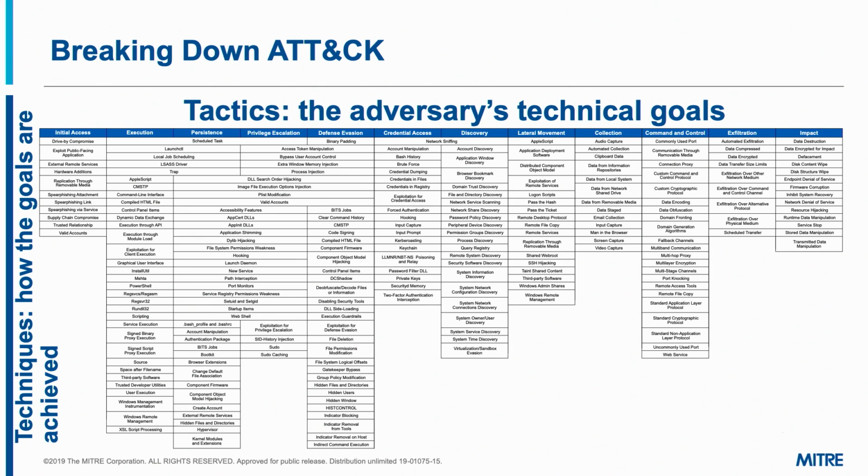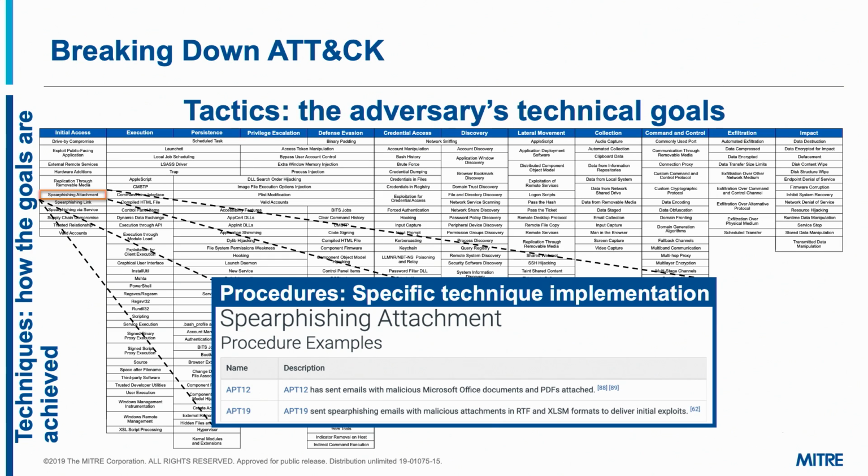So if you're used to tactics, techniques, you might be expecting next procedures. So behind each of these techniques is a lot more information, including these procedure examples. So instead of just how the goals are achieved, these are specific ways that specific adversaries have actually accomplished these goals. So instead of spear phishing attachment, we have that APT&CK sent spear phishing emails with attachments in RTF and Excel with macros to deliver their initial exploits.